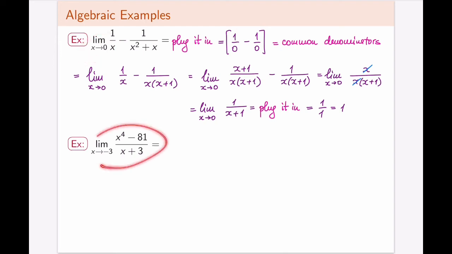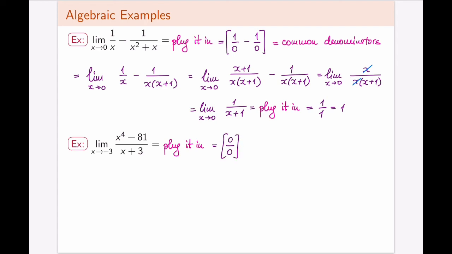All right, next up, what do we have here? We have x to the 4th minus 81 divided by x plus 3. Again, first rule of limits, we're going to plug it in. Let's take a look at what that gives us. If I plug in minus 3 in the top and the bottom, I'm going to get 0 over 0.